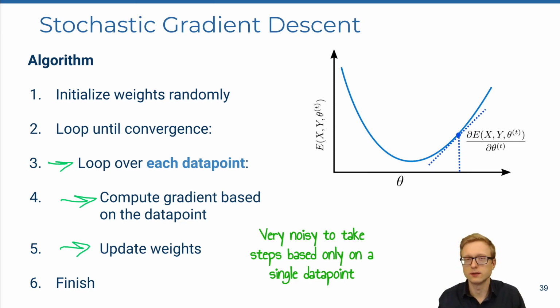There's only limited amounts of information in a single data point, so we'll end up taking gradient descent steps that roughly will take us in the correct direction, but there's going to be a lot of noise involved, so we'll wiggle around and try to look for the correct solution a lot of the time.